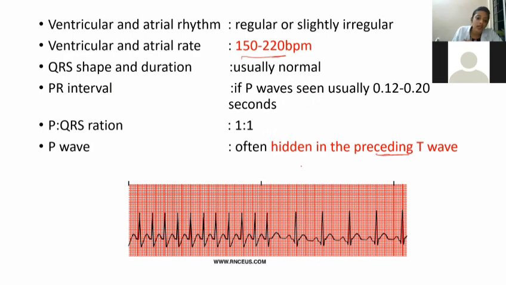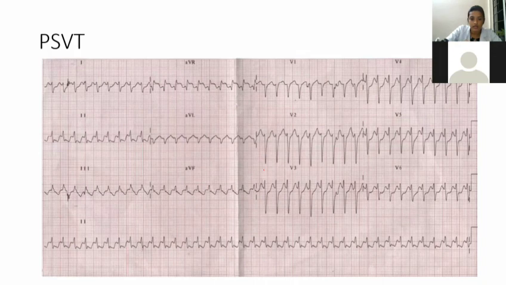You can observe this in the ECG too. As I already said, there will be some disturbance with the P wave. So in PSVT, the P wave will be hidden in the preceding T wave. You can observe this in the given ECG. We cannot distinguish the P wave in this ECG, especially at the start. So this is about PSVT. Here, this is an ECG showing PSVT.